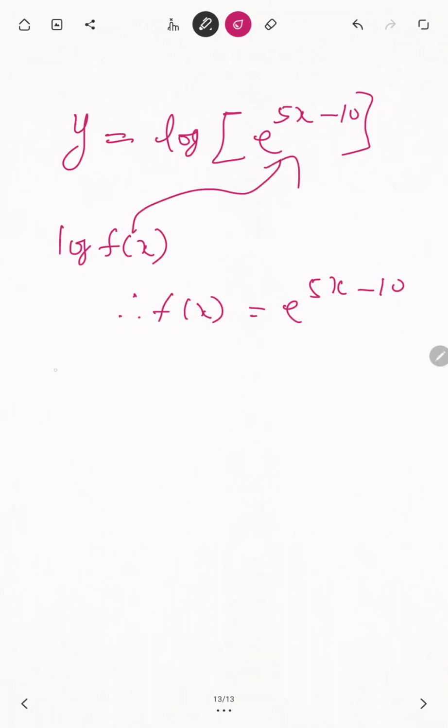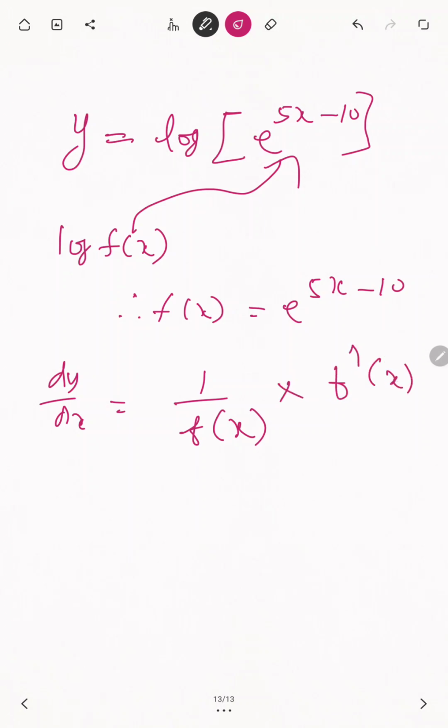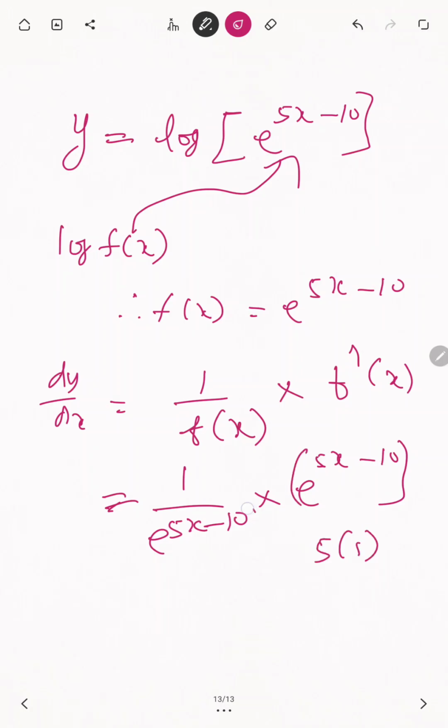What rule is applicable for the differential of a logarithmic function? 1 by function into the differential of the same function. 1 by function means what? 1 by e power 5x minus 10. The differential of this function, an exponential function: write the function as it is and differentiate the power. So the answer is 5.